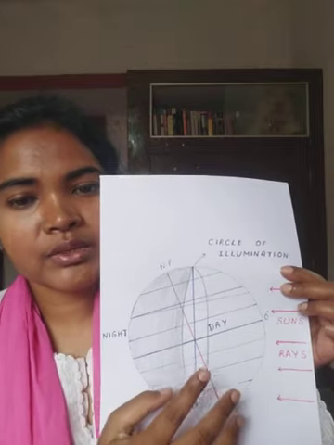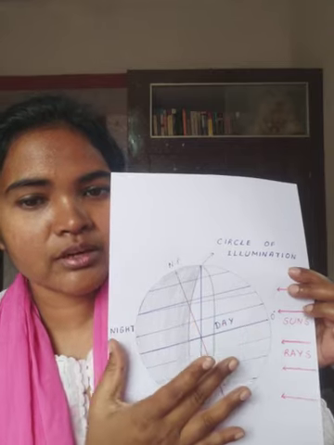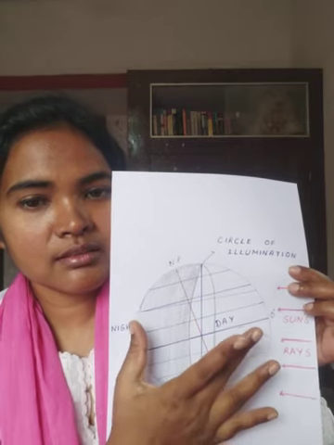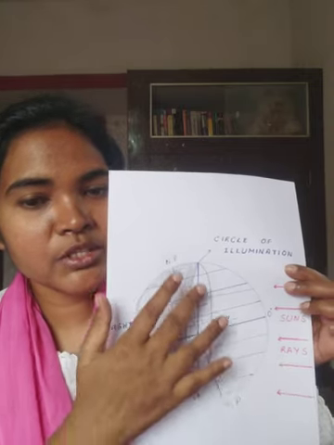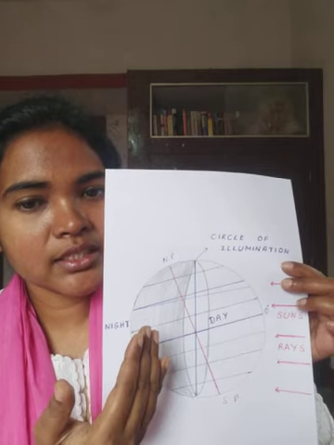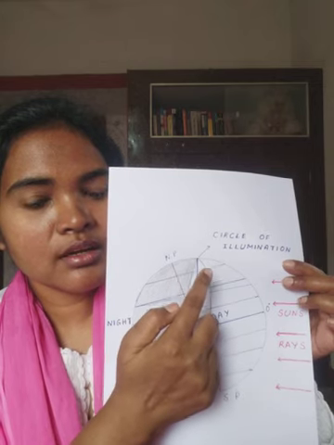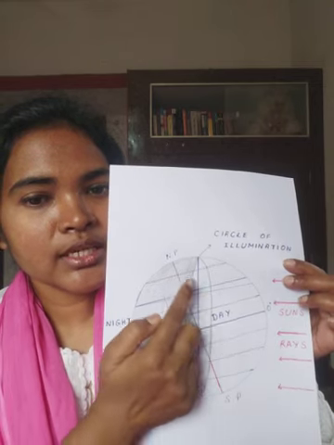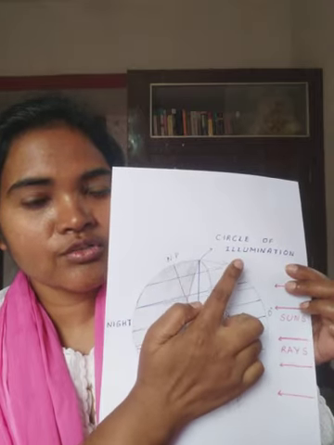Now we'll see what is circle of illumination. We know that the earth is spherical and each hemisphere sees the sun alternately. So the hemisphere that faces the sun has day and the other half faces night. So there's a clear demarcation between day and night. This circle is known as the circle of illumination.